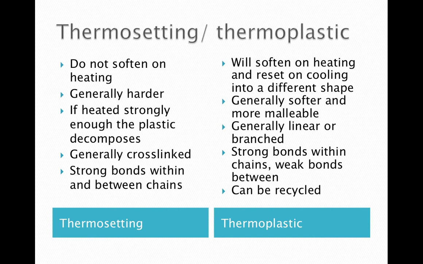So some of these polymers are thermosetting and some are thermoplastic. If they're thermosetting, then they would tend to be cross-linked. And these are ones that if you heat them, they don't get softer. They tend to be your hard polymers, or colloquially your hard plastics. So things like the chairs that you are sitting on at the moment are made partly out of a thermosetting polymer. They've got strong bonds within and between the chains.